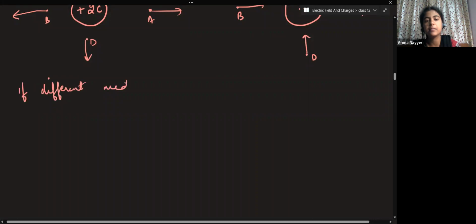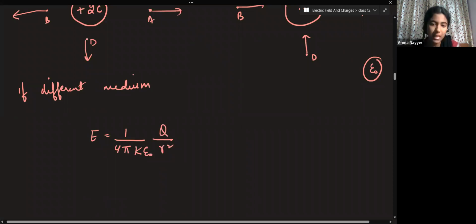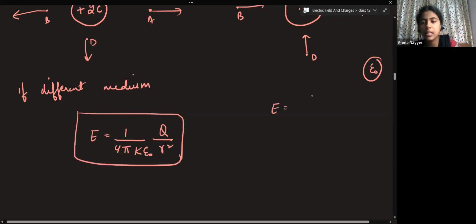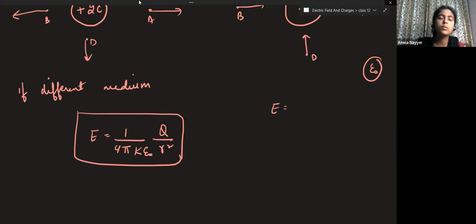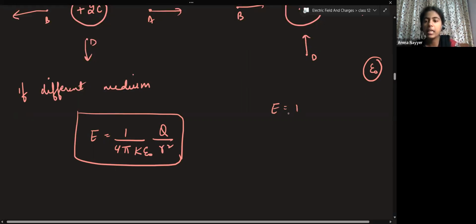and we have a different medium, so as we have studied, this won't be now epsilon naught only. It will be having one more quantity with it. That was 1 by 4 pi k epsilon naught q by r square, right? This will be k epsilon naught for a different medium. Or you can also write it as E is equal to 1 by 4 pi epsilon q by r square, whatever you have studied for Coulomb's law.